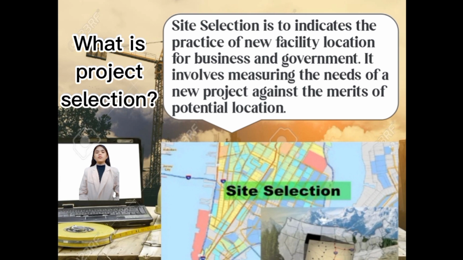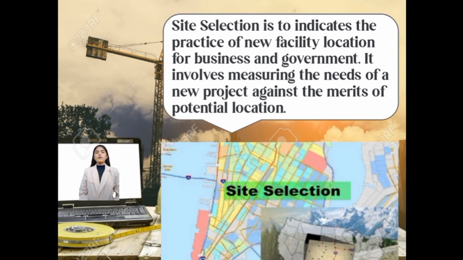Site selection is the practice of choosing a new facility location for business and government. It involves measuring the needs of a new project against the merits of potential locations. It is one of the most important decisions required within the development process. Selection must be based not only on current needs but also on projected needs. Selecting the right site for an institutional, leisure, entertainment, or recreation project is critical to its success.